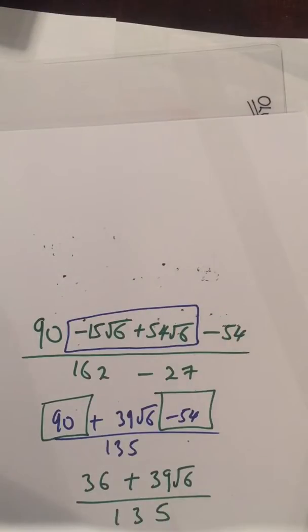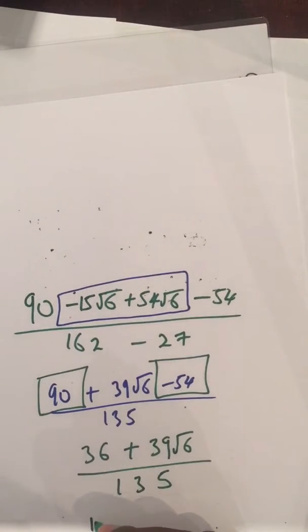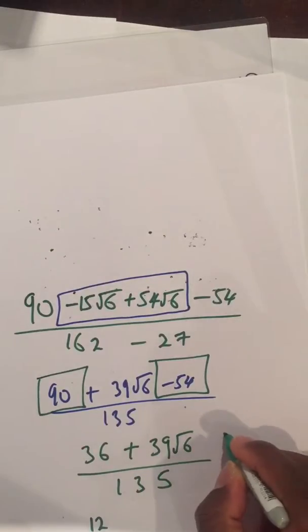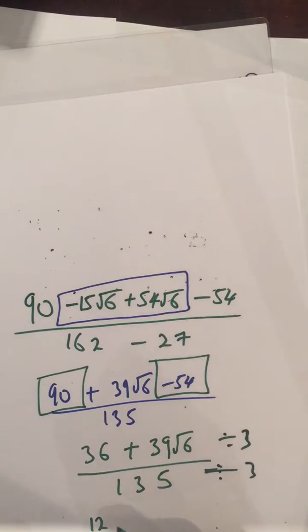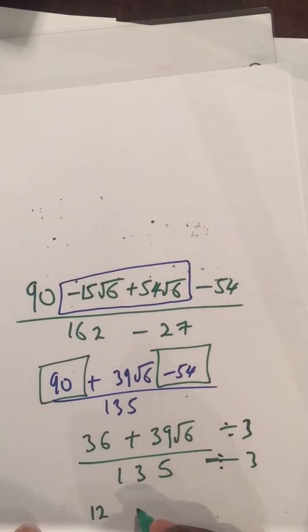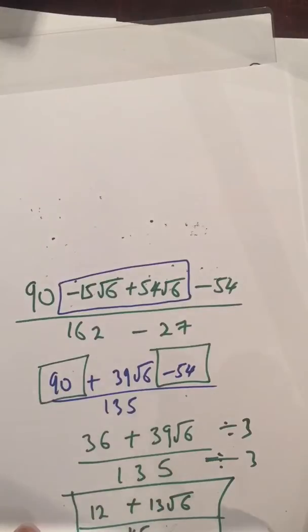Now, something else is happening here. There is a common factor, and that's 3. So if 3 is a common factor, we can factor 3 out of all of this. Let's divide everything by 3. 36 divided by 3 gives you 12. 39 divided by 3 gives you 13, so you have 13 root 6. 135 divided by 3 gives you 45, and that is the final answer.